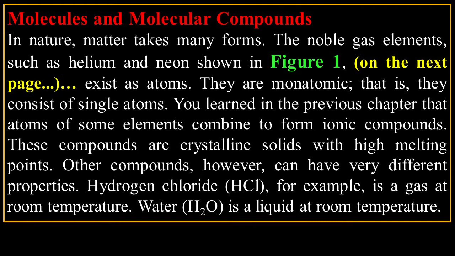In nature, matter takes many forms. The noble gas elements, such as helium and neon, shown in Figure 1 on the next page, exist as atoms. They are monatomic, that is, they consist of single atoms. You learned in the previous chapter that atoms of some elements combine to form ionic compounds. These compounds are crystalline solids with high melting points. Other compounds, however, can have very different properties. Hydrogen chloride, for example, is a gas at room temperature. Water, H2O, is a liquid at room temperature.